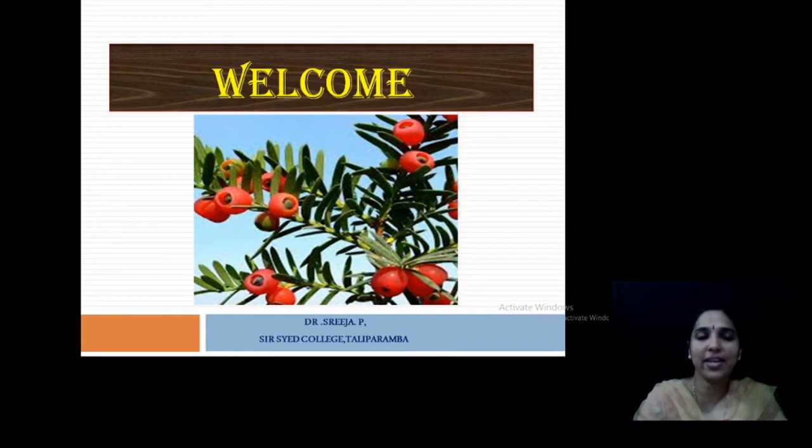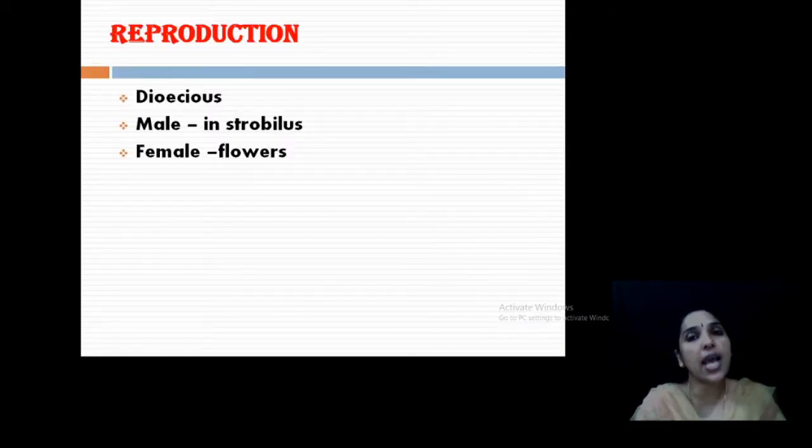So welcome back again. Let us move on to the reproduction in Taxus. Taxus is a dioecious plant. You know what is a dioecious plant? Both male and female in separate plants. The male reproductive part appears as a strobilus and the female appears as flowers.